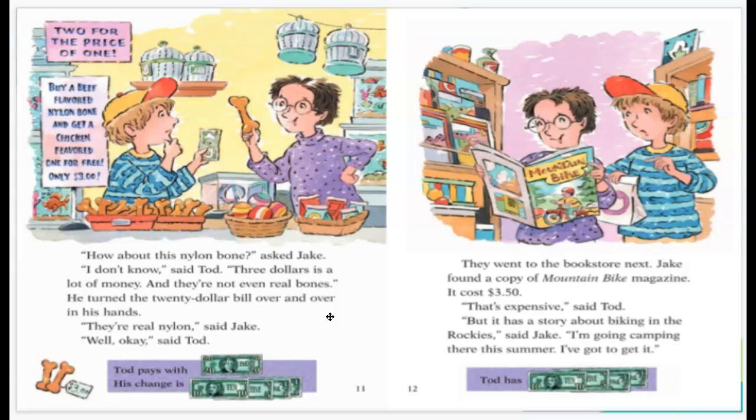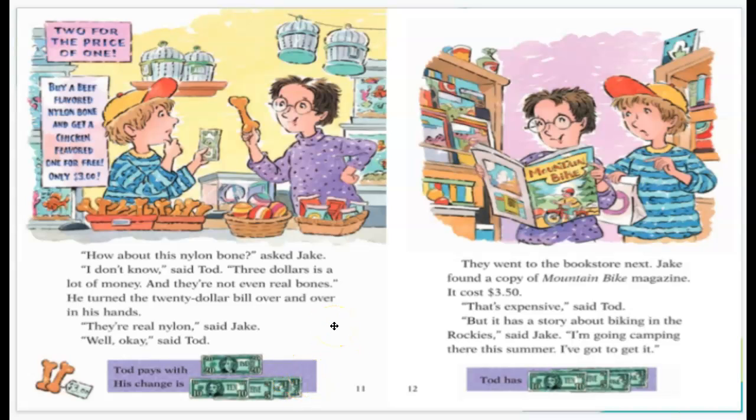"Well, okay," said Todd. So the bone costs $3. Todd pays with a 20. His change is $10, $15, $16, $17.